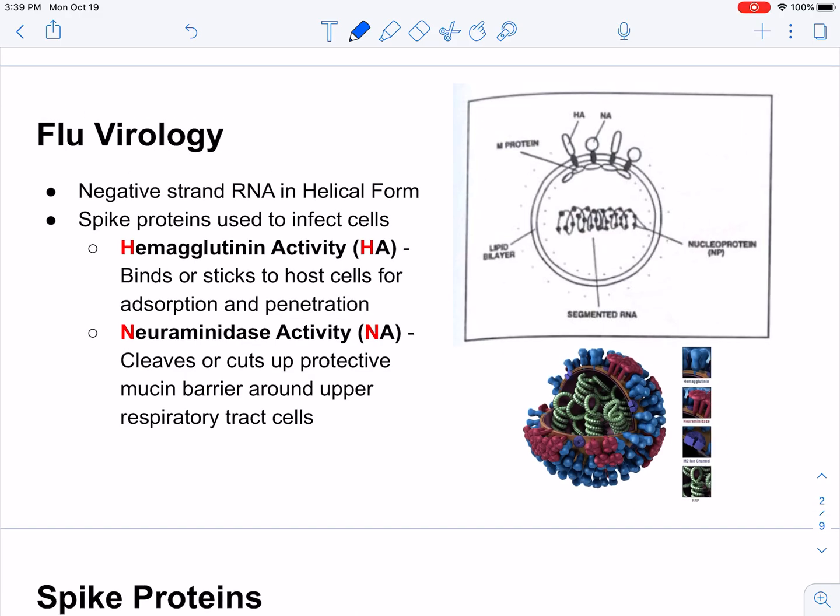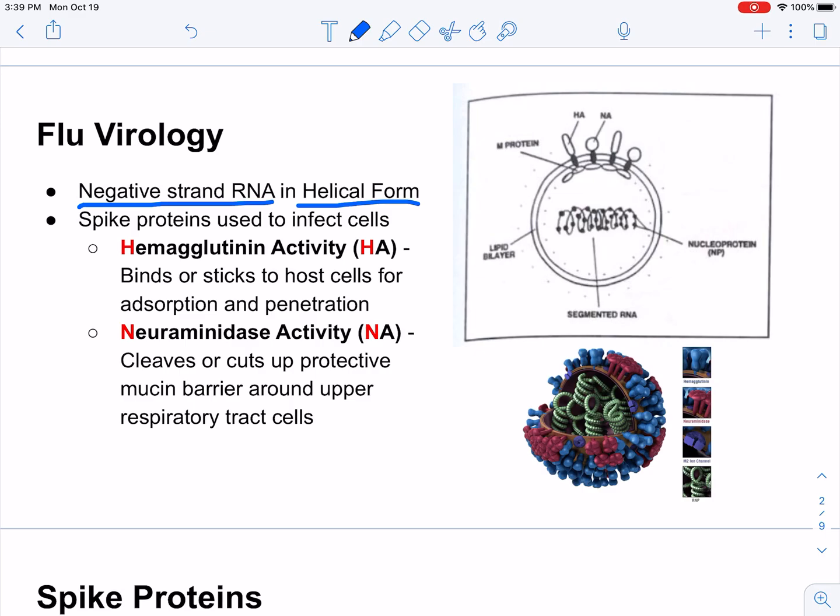It is a negative-stranded RNA virus, meaning that, remember, it has to have its own protein to replicate its genome first. Its RNA isn't quite ready to go as mRNA. It has that extra step. And it's in helical form, which makes sense because only RNA viruses can have helical form.